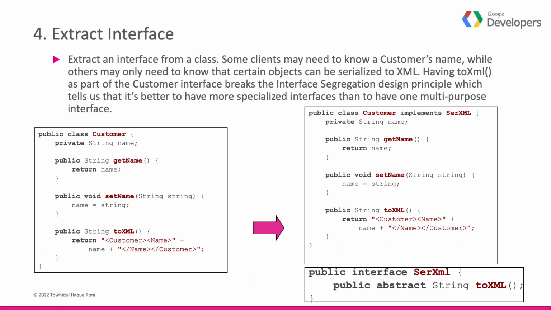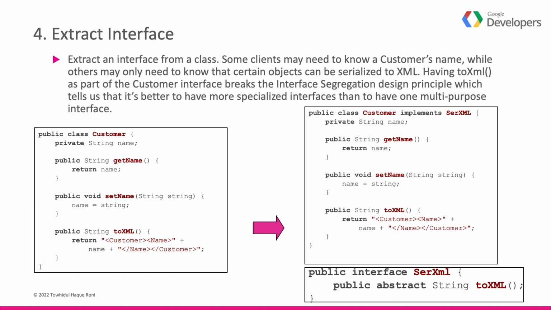However, having the toXML method as a part of the Customer class violates the interface segregation principle. To improve this design, we can extract an interface from the Customer class. In this case, we'll call it SerXML, to represent the serialization to XML behavior. In the refactored code, we have extracted an interface called SerXML that declares the toXML method. The Customer class now implements this interface, indicating that it provides the serialization to XML behavior.